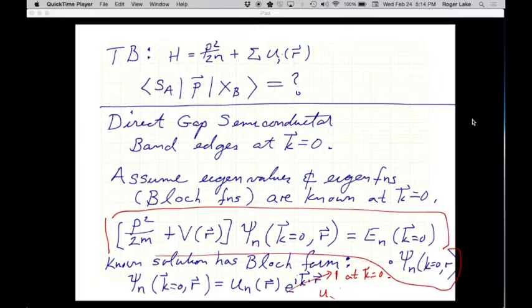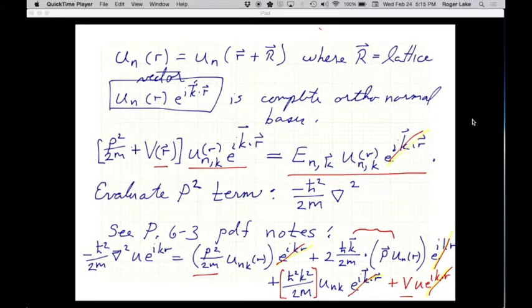Here, where V is just the periodic potential of the entire crystal, and psi would be your wave function for band n and wave vector k. And then you put in this Bloch form, where you have the periodic part and the plane wave part. You just substitute that back into that equation, and you work it through.